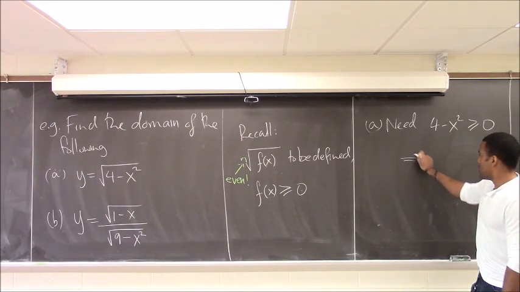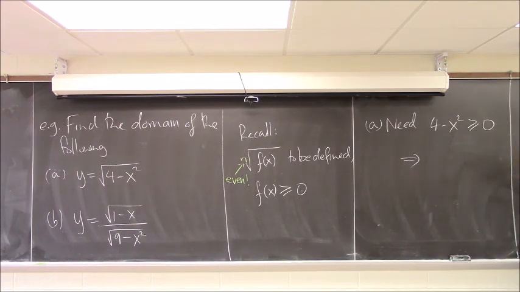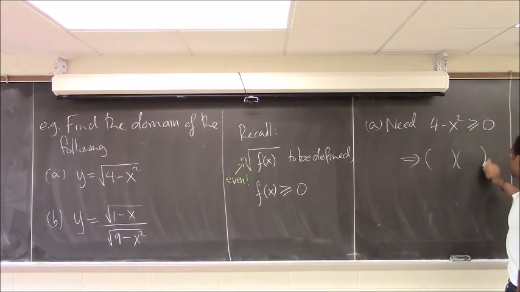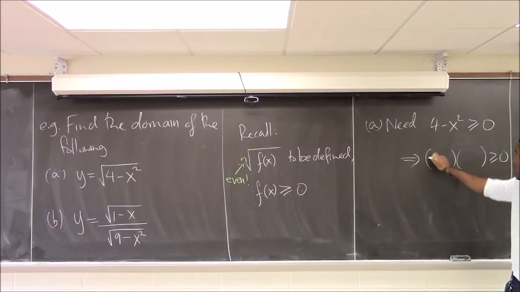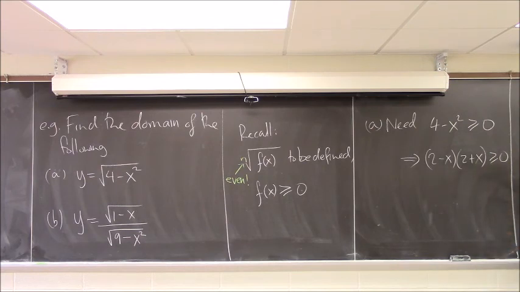In general, you want to solve a polynomial equation. If it's not linear, you want to factor. First thing you do is factor. What is going to be the factors of that? 2 minus x and 2 plus x. Now what do we do? Set each equal to 0. So from here you get x equals 2. Here you get x equals minus 2.